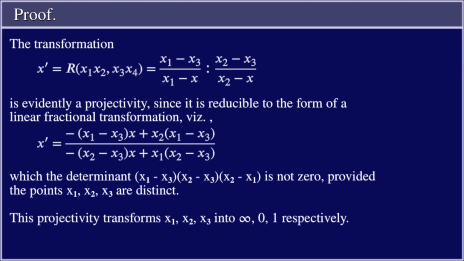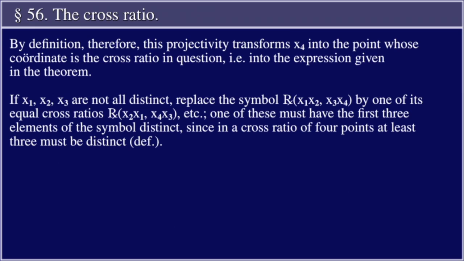(x1 - x3)(x2 - x3)(x2 - x1), is not zero, provided the points x1, x2, x3 are all distinct. This projectivity transforms x1, x2, x3 into infinity, 0, and 1, respectively. By definition, therefore, this projectivity transforms x4 into the point whose coordinate is the cross ratio in question, i.e. into the expression given in the theorem.